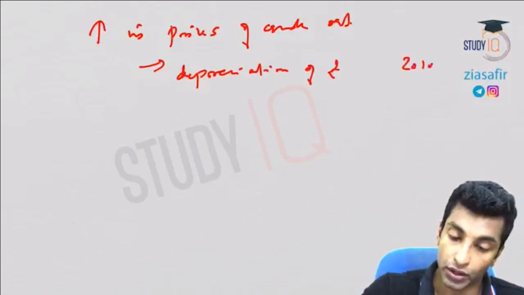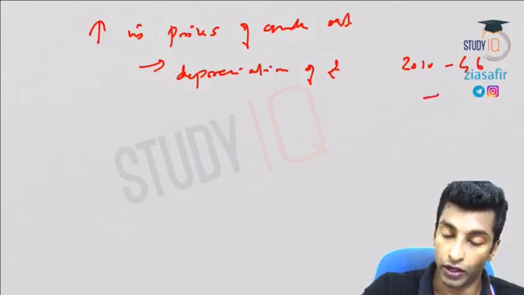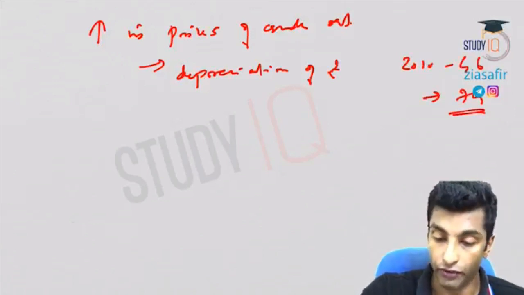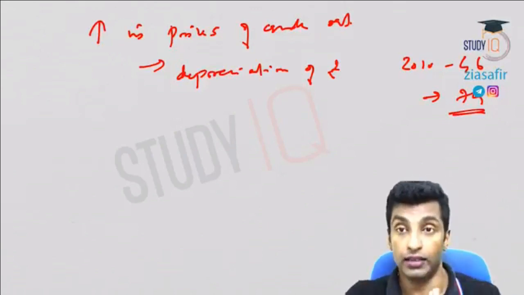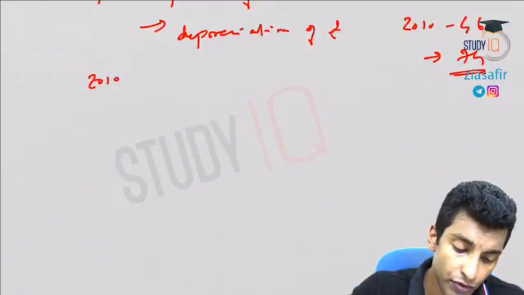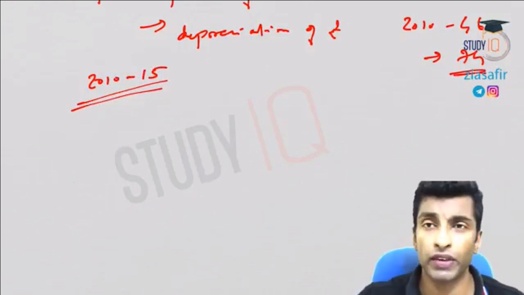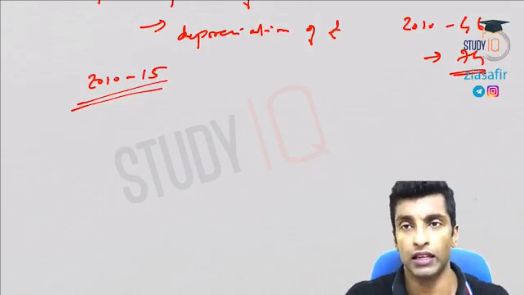See, in 2010 it was 46. Now what is it? 74. Okay, so 76 it reached. Now in the 2010 to 15 time, if you see, there was huge inflation. When we discuss the trends of inflation, I'll be discussing this phase.